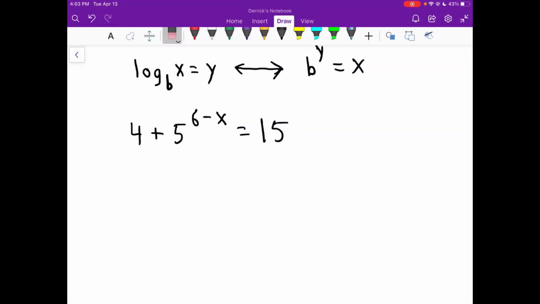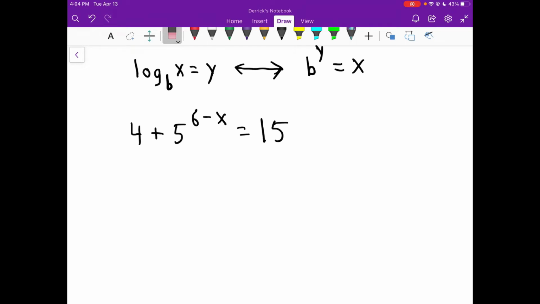Even if you have a bunch of extra junk to start off with your problem, you can still use this strategy as long as you have a single exponential term. Take, for example, this problem. We have 4 plus 5 to the 6 minus x power equals 15. There's only one exponential term there, namely the 5 to the 6 minus x power.